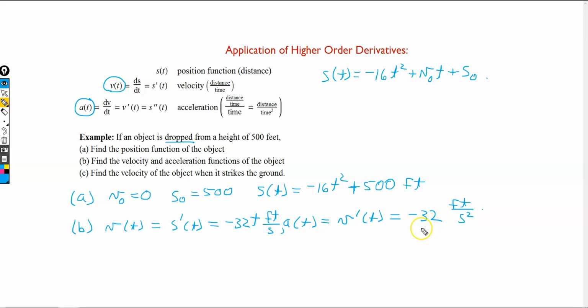And that makes sense. If you drop an object near the surface of the Earth in free fall without any other forces acting on it, its acceleration is going to be negative 32. Then finally for part C, find the velocity when it strikes the ground.